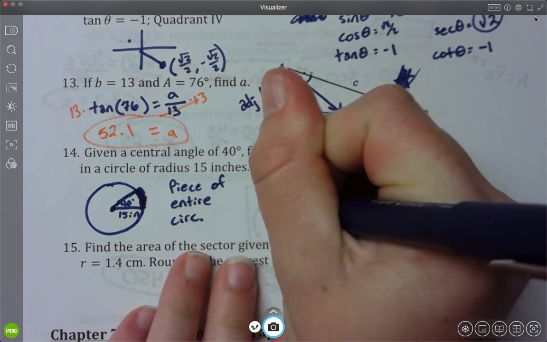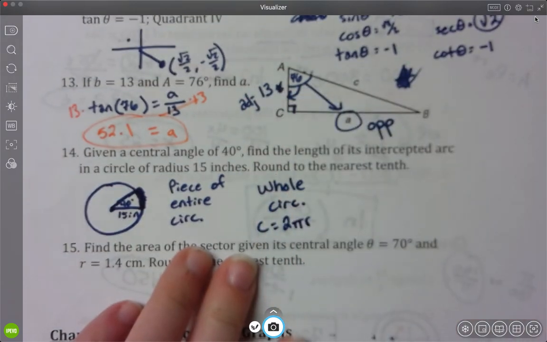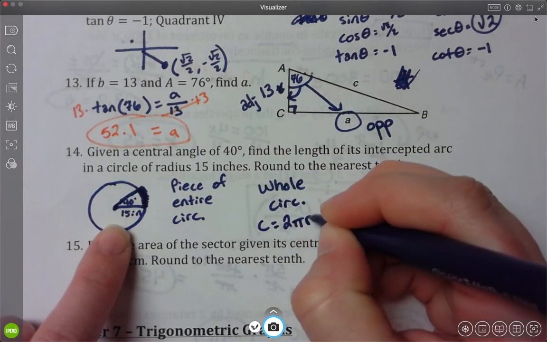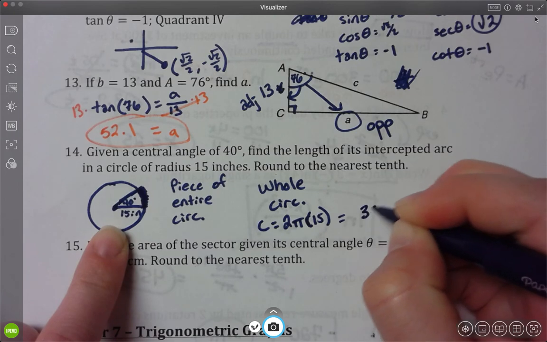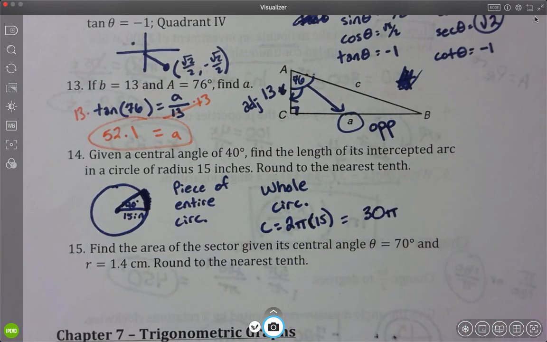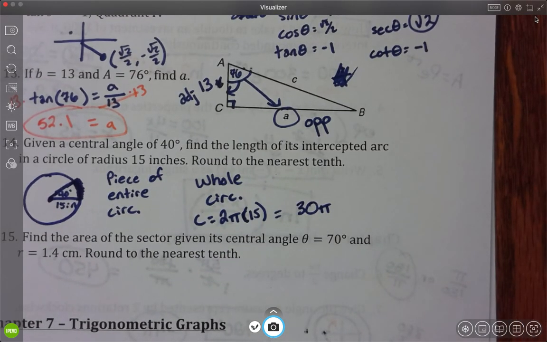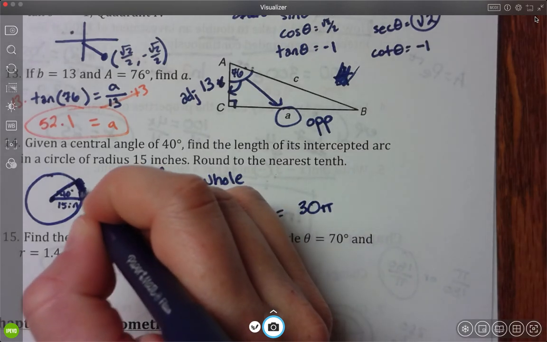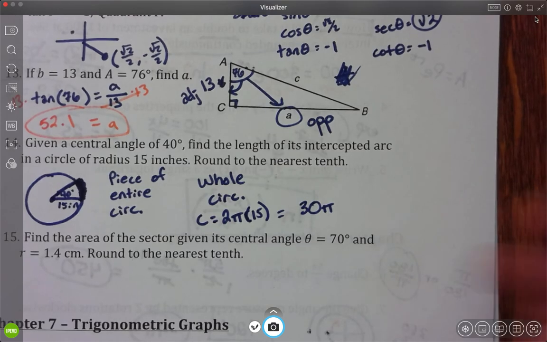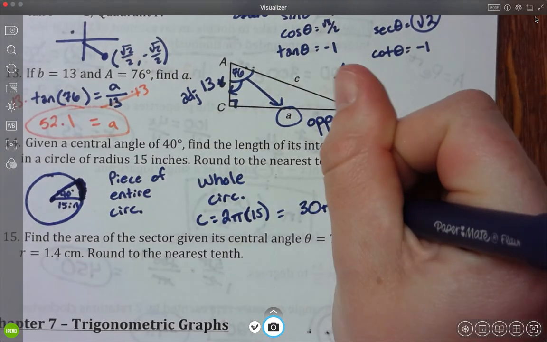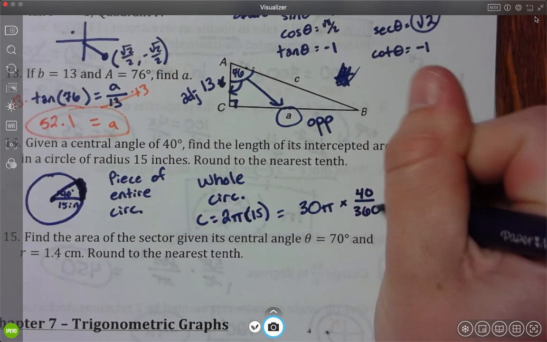The whole circumference is 2 times pi times the radius. Since the radius is 15, I can plug 15 in for that. So the whole circumference would be 30 pi. I just took the 2 times the 15. We're going to eventually multiply that out, but for now we'll just leave it as 30 pi. That would be the distance all the way around the circle, but I only want this little piece of it. So the fraction of the circle that I want is only 40 degrees out of the entire 360 degrees.